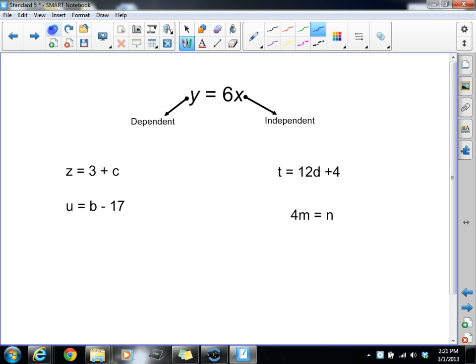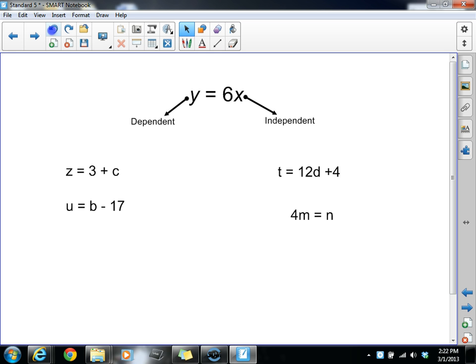All right, our very last part of this standard has to do with something that won't be found in your book, unfortunately. I feel like it needs to be in the book because it is on TCAP. We're going to be talking about what's called independent and dependent variables. Once again, independent and dependent variables. Now, an independent variable is a variable that does not depend on another variable. A dependent variable depends or relies on another variable.